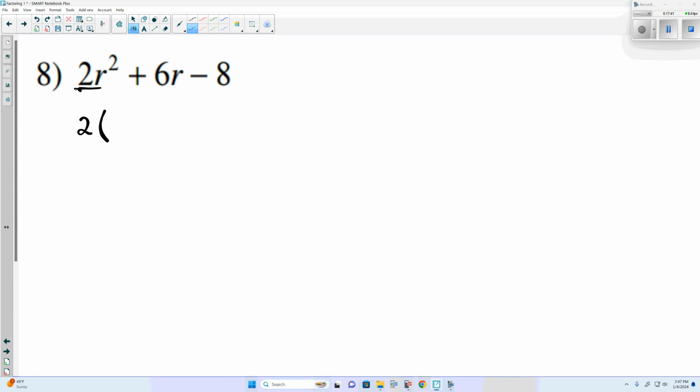So we factor the 2 out of 2r squared, we're left with r squared. Plus, when we factor 2 out of 6r, we're left with 3r. And when we factor 2 out of 8, we're left with 4. So when we factor the 2 out of 2r squared plus 6r minus 8, we have 2 times our r squared plus 3r minus 4.